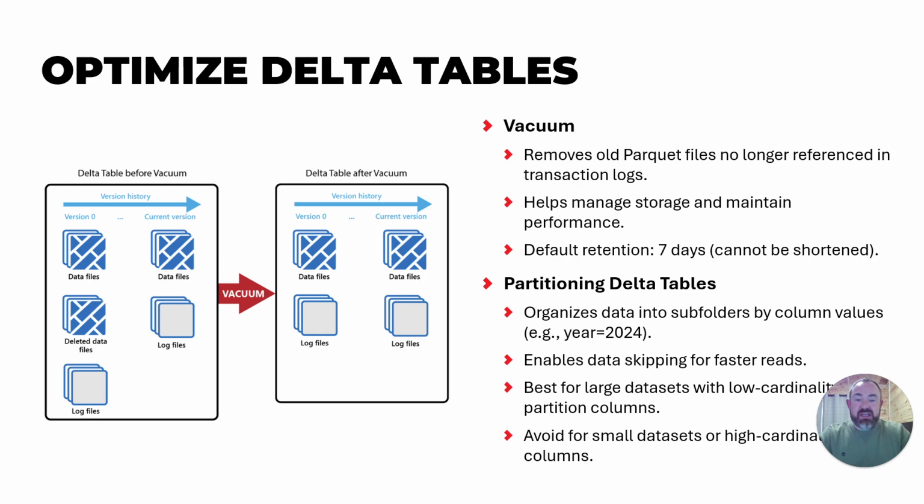We can organize the data into subfolders by column values, like the year 2024. Enables data skipping for faster reads. Best for large data sets with low cardinality partition columns. Avoid for the smaller data sets or high cardinality columns.